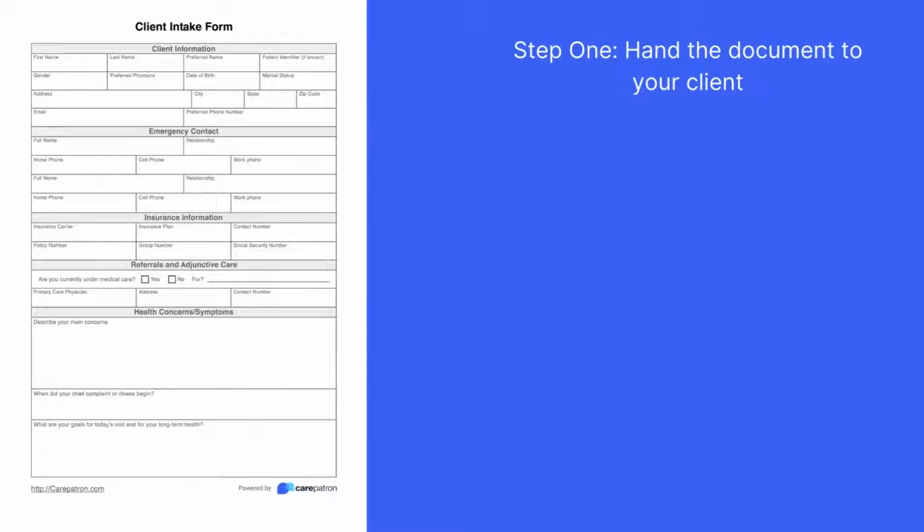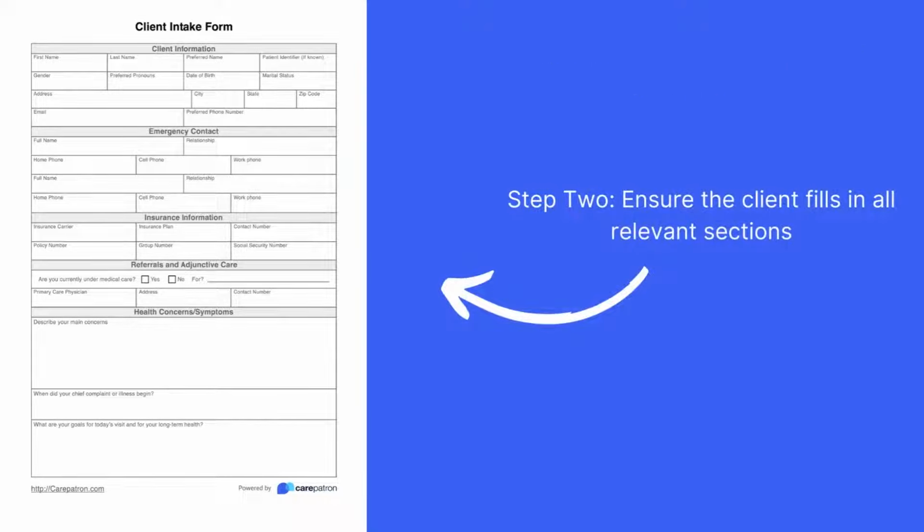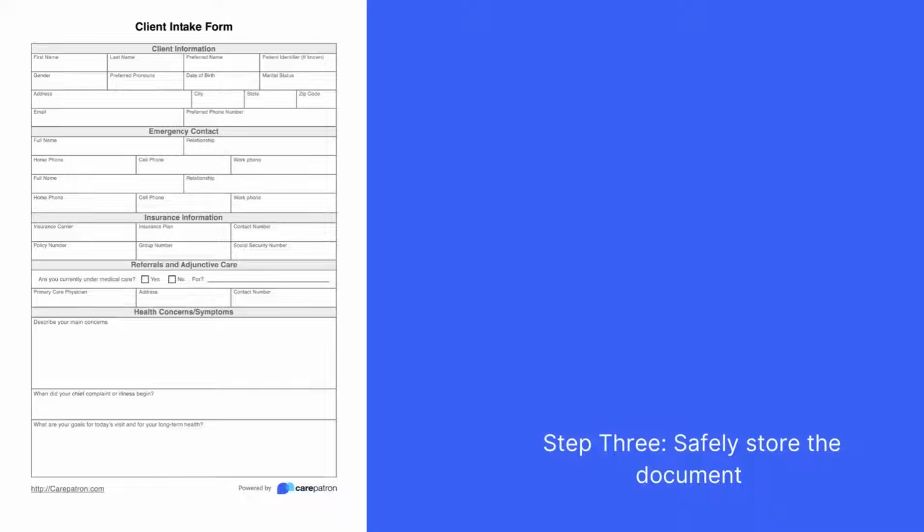The first step of completing a client intake form is, of course, handing the document to your client for them to fill out. The next step is to make sure that the client fills in all the relevant sections. If there are any gaps, please consult them during your appointment to ensure that they are filled. The final step is to safely store the document to protect your client's information.